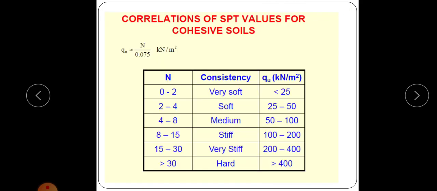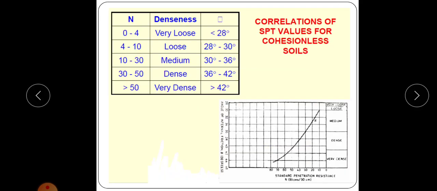And this correlation of SPT value for cohesive soil, that is, in the cohesive soil, we can relate this by unconfined compressive strength. That is, if the N value is 0 to 2, that means that cohesive soil is very soft and qu is less than 25. And if the N value is between 2 to 4, it indicates it is soft and the qu value is between 25 to 50. Like that, we can relate the N value for cohesive soil.